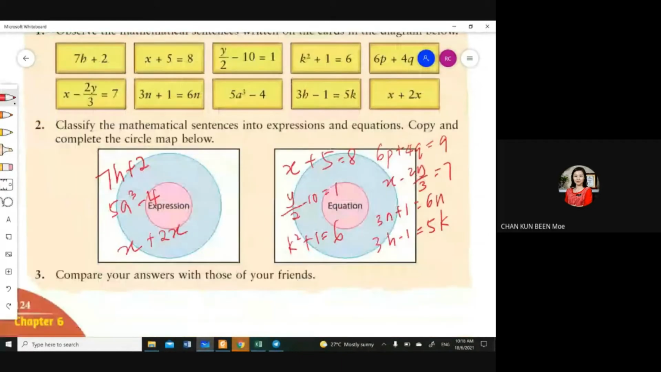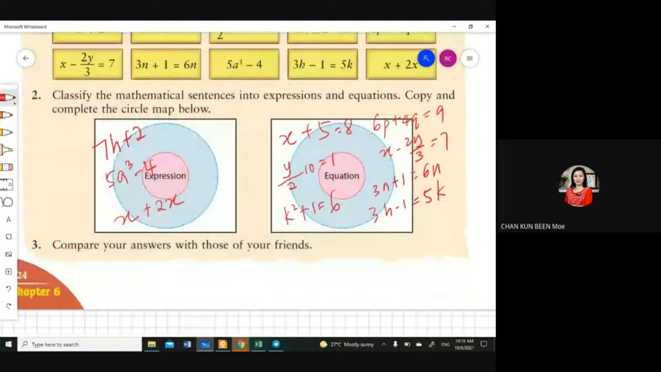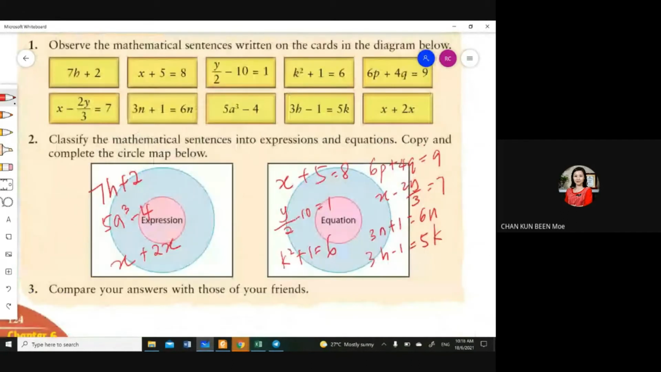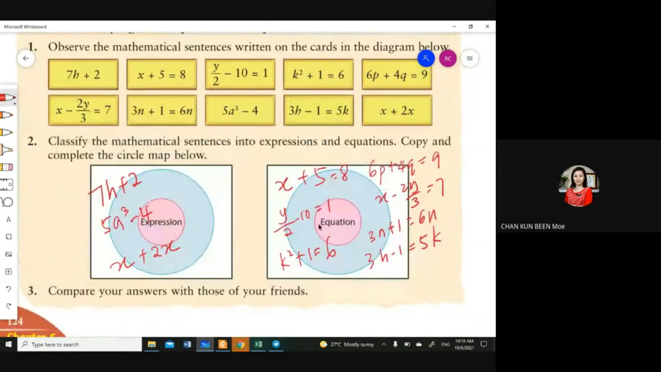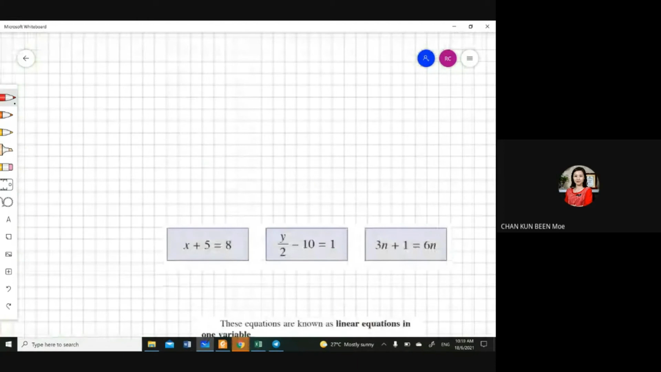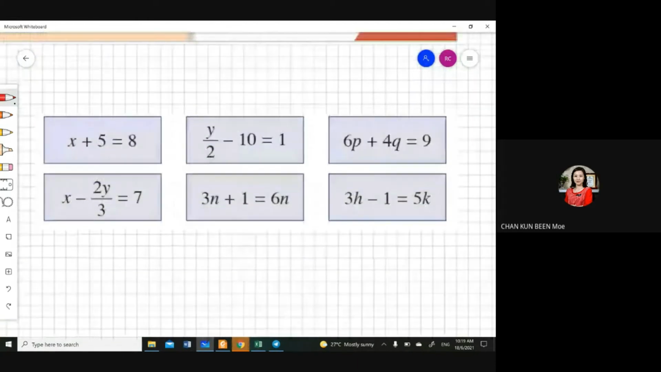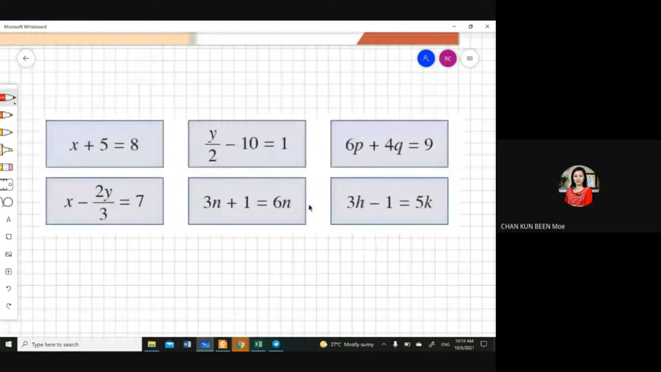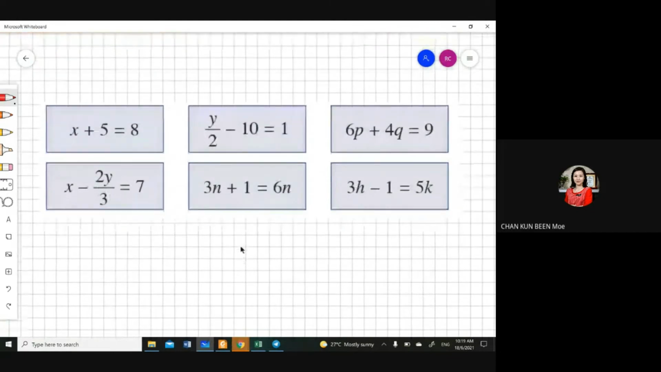Okay, so after this, we see there are altogether 1, 2, 3, 4, 5, 6, 7 equations that we have. We move into the next page, so that you can see what is actually shown here. These are the 6 equations that we have. Just now we had 7, right? But they just show 6 over here. So the first one is x plus 5 equal to 8 until the last one, 3h minus 1 equal to 5k.